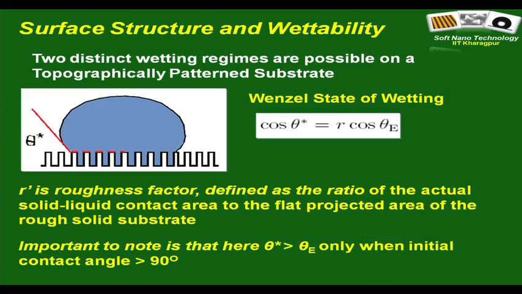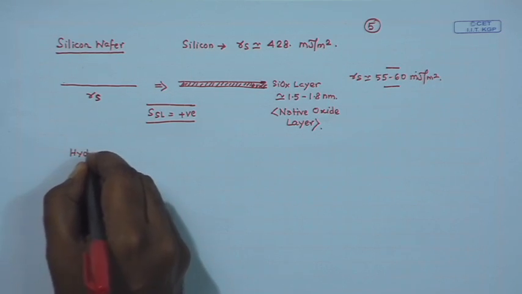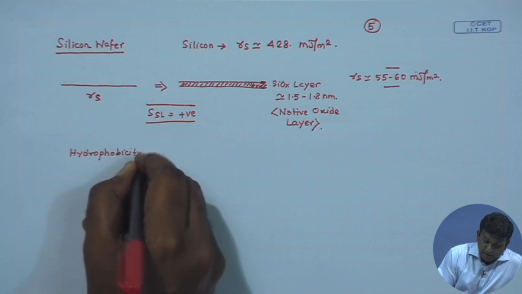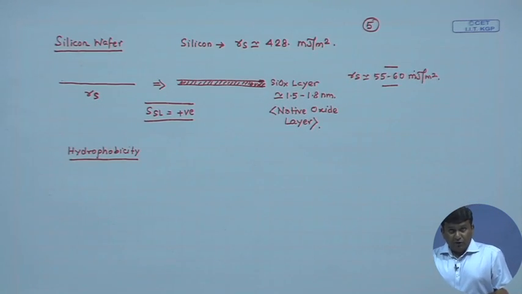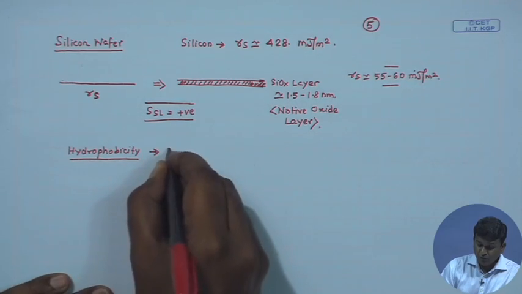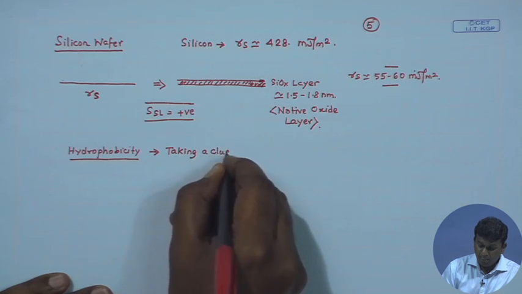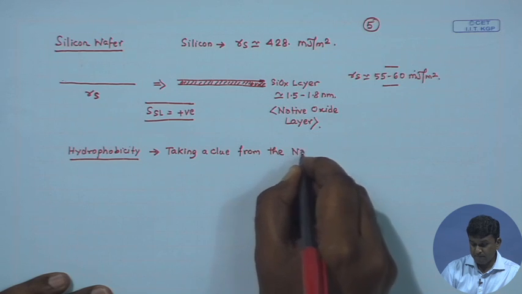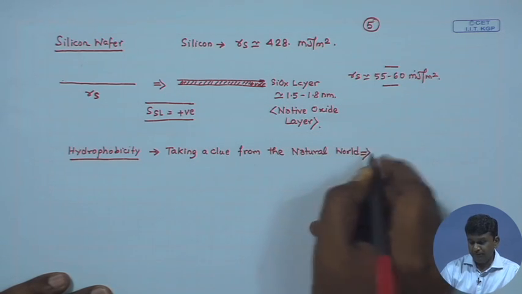Now, what we would be interested to look into is certain aspects of hydrophobicity in somewhat detail, primarily for various types of engineering applications, and taking a clue from the natural world, particularly the lotus leaf.